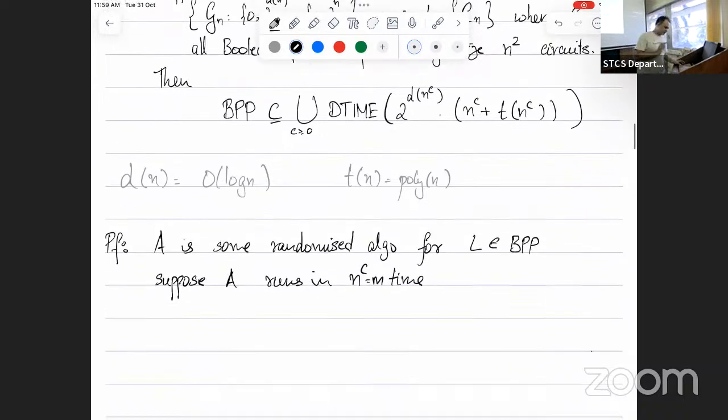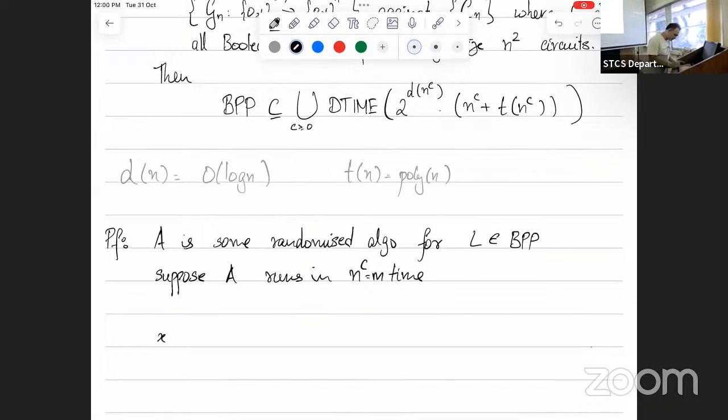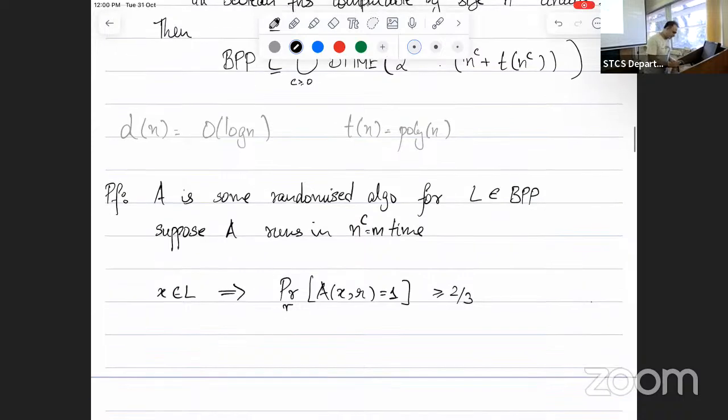Okay. So what does this mean? This means that for every string x, if x is in the language, the following holds: the probability over the random choices of A, that A of x comma r accepts, I want this to be at least 2/3. And if x is not in the language, I want the same probability to be at most 1/3.